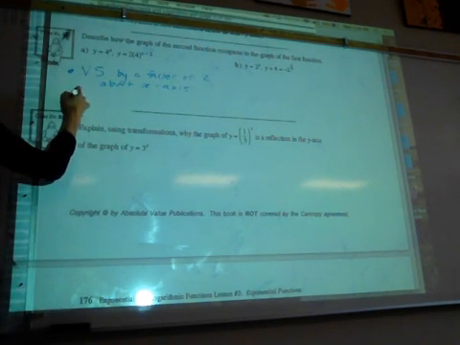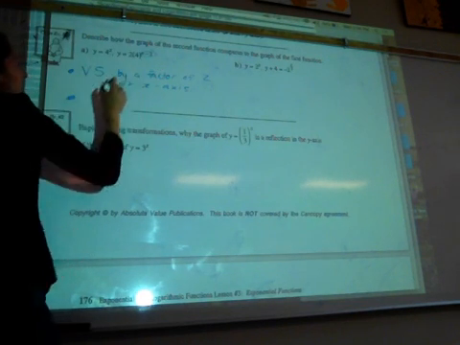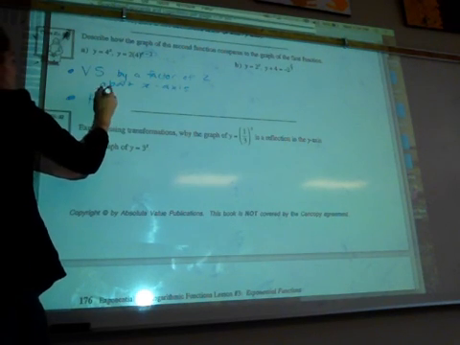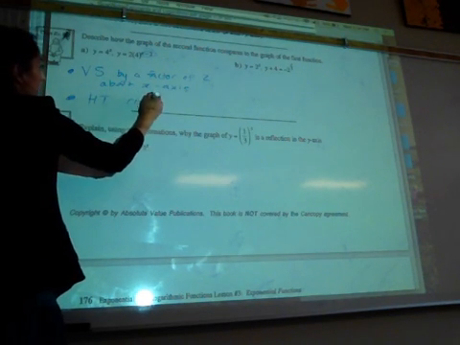And there's one more transformation. Instead of x, we have x minus 2. So we have a horizontal translation, and we're going right 2 spaces.